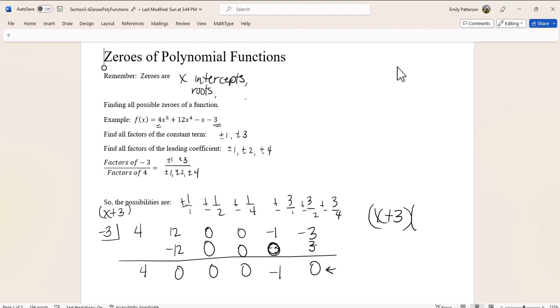Well, that's x plus 3 times, well, what's left? Remember, this is my constant, this is my x, this is my x squared, this is my x cubed, and this is my x to the 4th. This is how we build our polynomial after we found the remainder. So what I have then is 4x to the 4th minus 1.